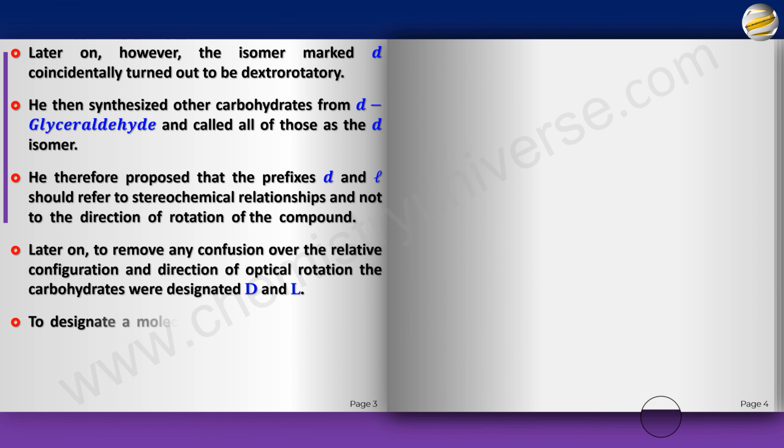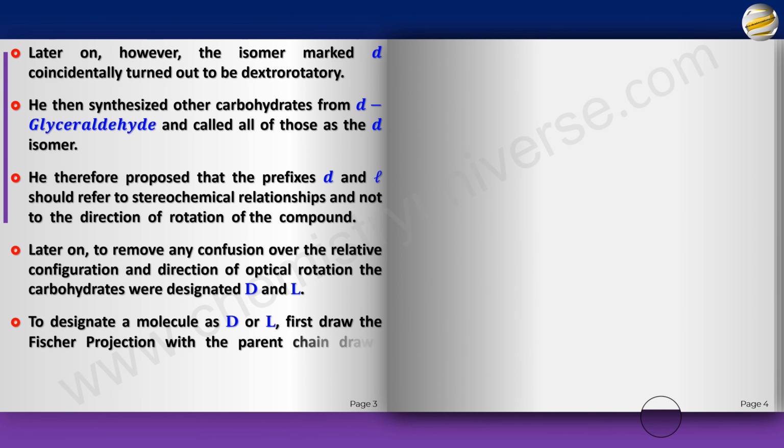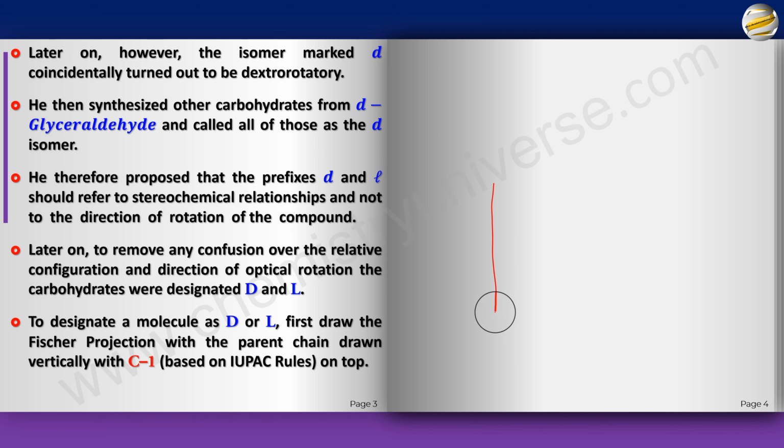To designate a molecule as D or L capitals, first draw the Fischer projection with the parent chain drawn vertically from C1 based on the IUPAC rules on top. What does it mean? What he basically means is that you have to draw the Fischer projection in such a way that the C1 carbon, the one which is designated as C1 based on the IUPAC rules, should be on top.